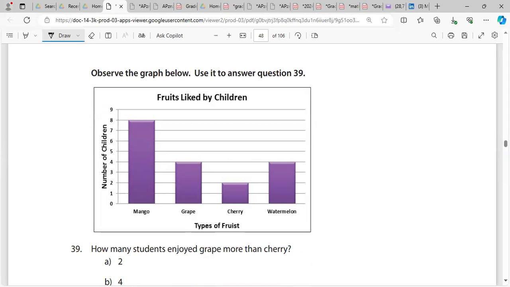How many students enjoyed grape more than cherry? So grape is 4 students, while cherry is only 2. So it's going to be 4 subtract 2, which gives us 2. So in that case, 2 is our answer, which is A. Let's move on to 40.